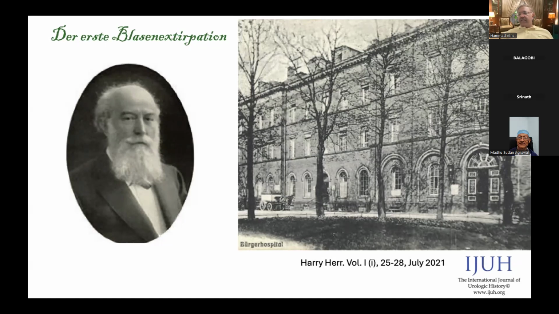And there is a nice article written by Dr. Harry Herr in the International Journal of Urological History, published 3 years back, about the first Blasen extirpation, which is bladder removal. Now, this patient, after bladder removal, did quite well for the first few days.